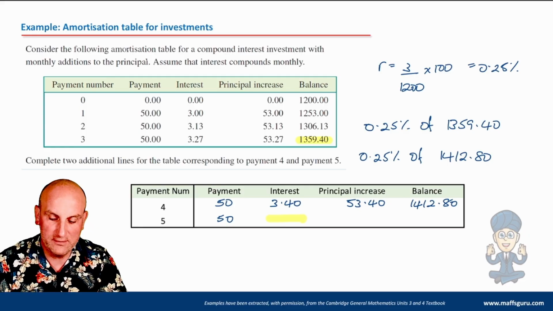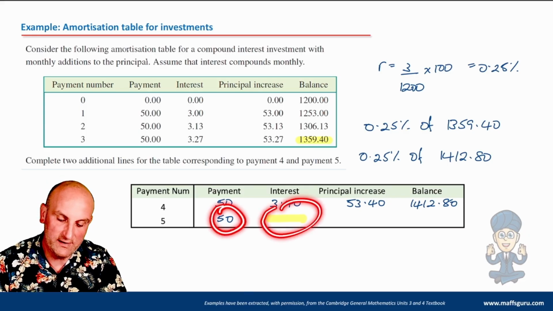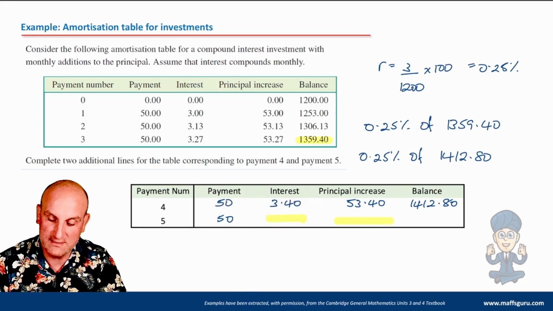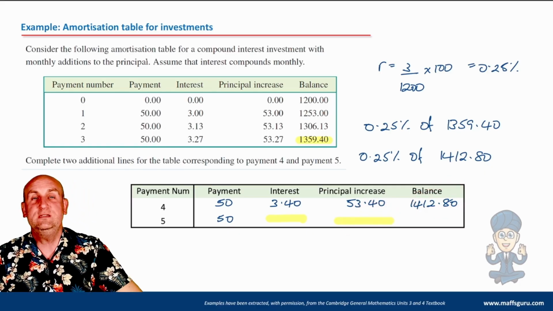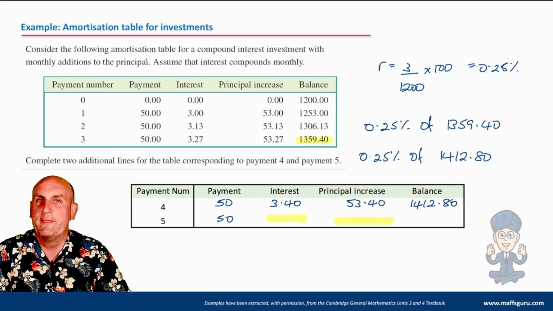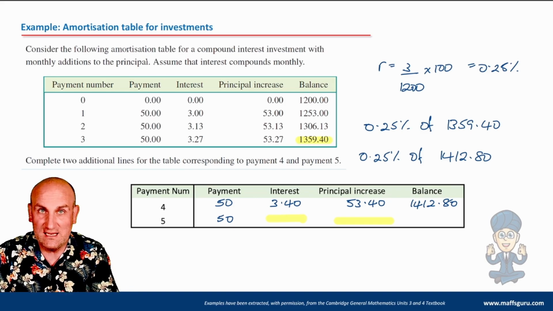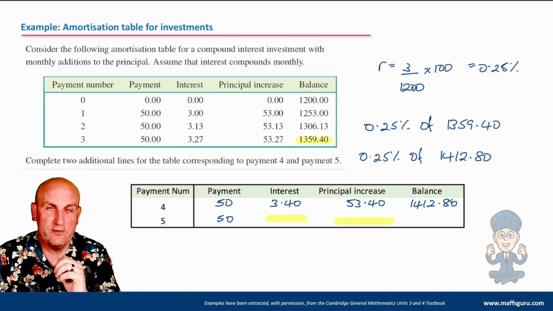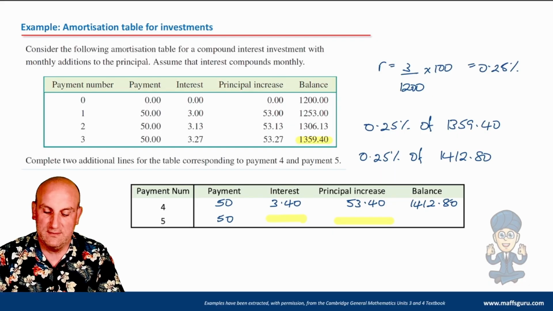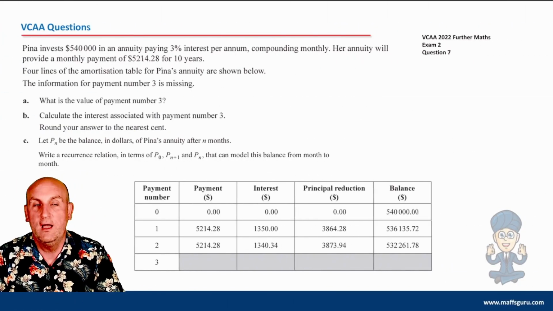How do I get my principal increase? I would do the 50 plus this value here. And how would I get my balance? I would do this value plus this value here. Once you get used to doing these over and over again, life becomes so ridiculously formulaic that I defy any of you not to be able to do this. Working out these interest questions is really, really important.